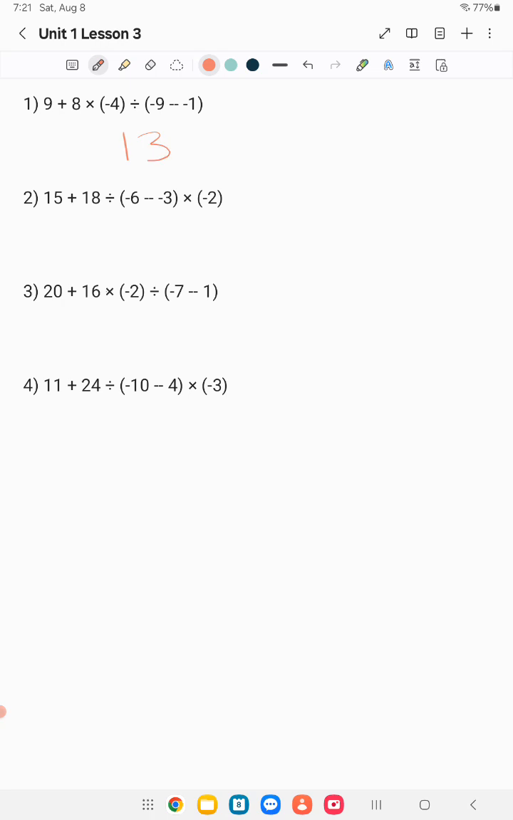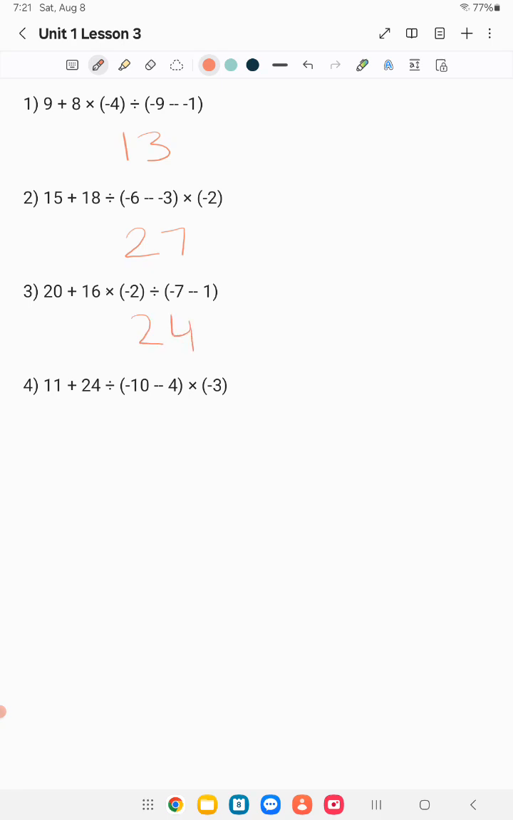For our second problem, we got 15 plus 18 divided by negative 6 minus negative 3 times negative 2. The answer for this will be 27. For our third problem, we got 20 plus 16 times negative 2 divided by negative 7 minus 1. And the answer for this will be 24.